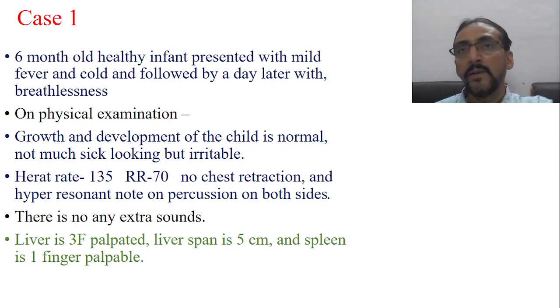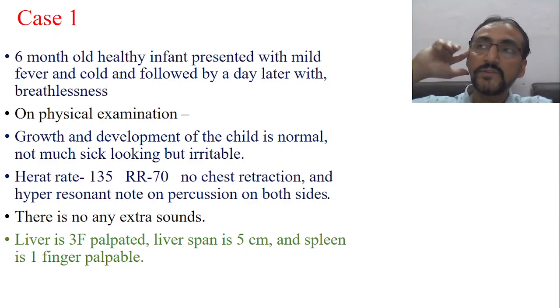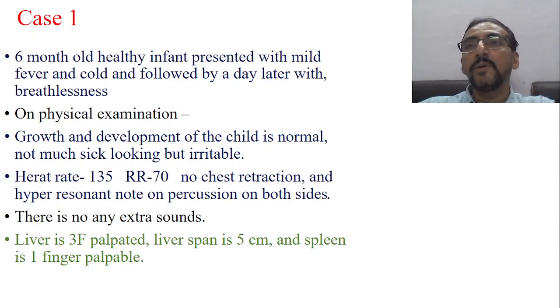So whenever there is breathlessness, we always think about either a respiratory problem or a cardiac problem. On physical examination, growth and development of the child is normal. There is not much sickness. The child is not sick looking, but slightly irritable. Heart rate is 135 and the respiratory rate is 70. This is a 6-month-old baby.